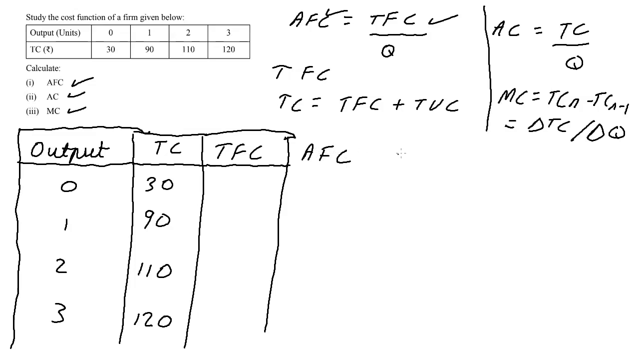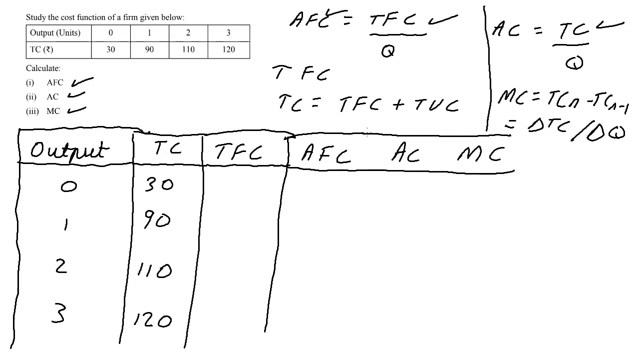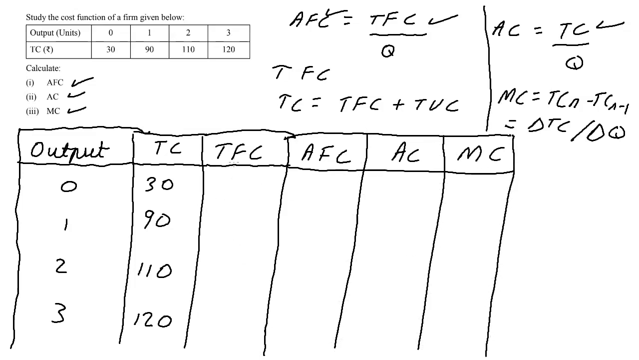The next thing that we need is AC, and we have a formula for that. And the last is MC. Okay, so now we are in a position. All right, and please use a scale whenever you all are doing it. Do not use freehand. Now that I have everything in place, I'm in a position to calculate.